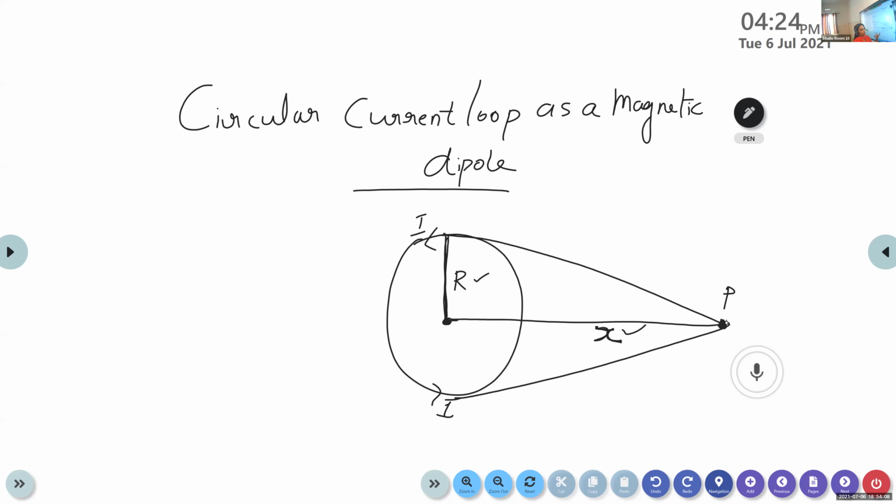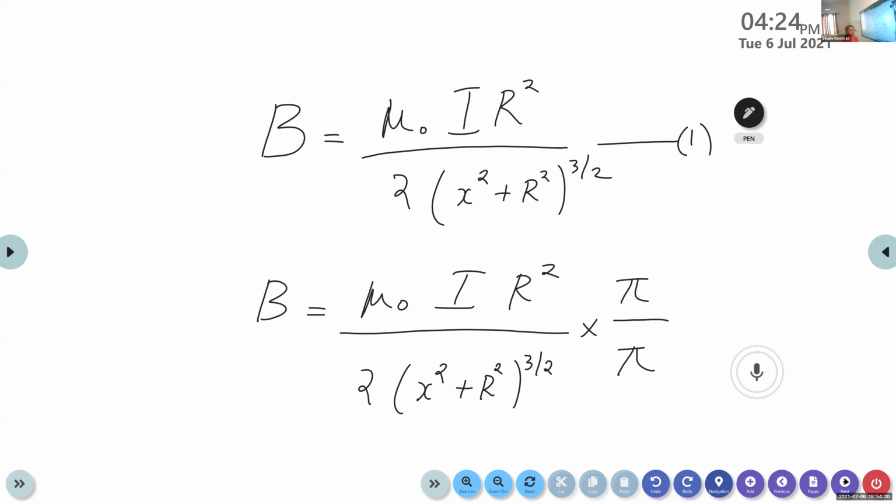So let P be a point inside this magnetic field at a distance of x from the center of this circular loop. Then, according to Biot-Savart's law, the magnetic field B produced at this point P by the entire circular loop is given by the equation B = μ0 I r² divided by 2(x² + r²)^(3/2). This equation we have already studied and derived in our earlier class.